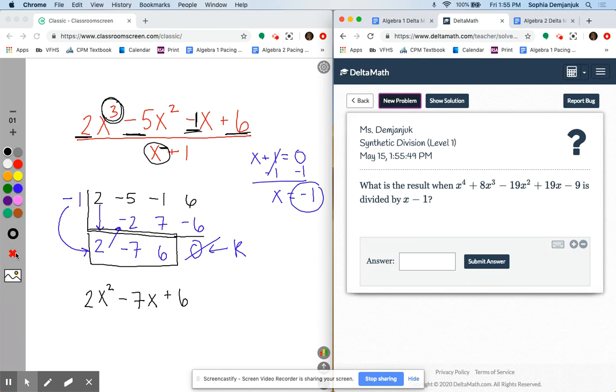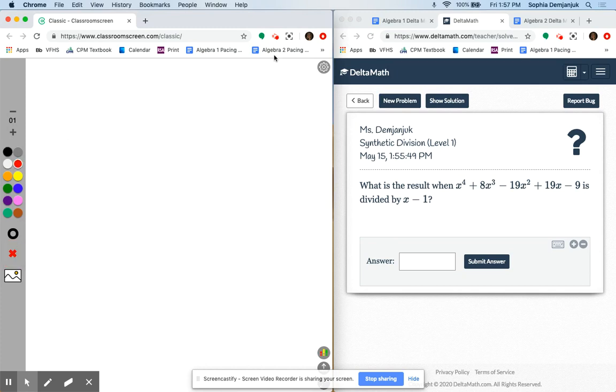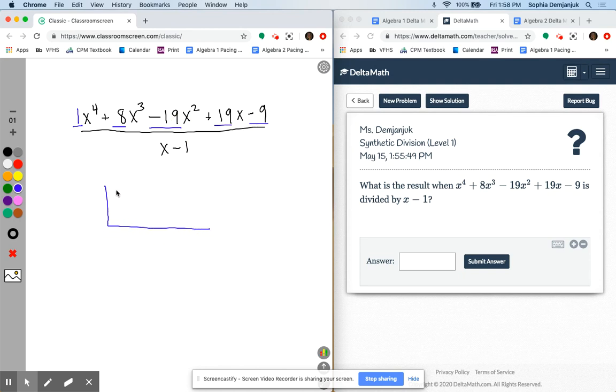And we can do another example. For this example, we are starting out with x to the fourth plus 8x to the third minus 19x squared plus 19x minus 9. And we're dividing it by x minus 1. So I'm going to take all my coefficients from the numerator. This x to the fourth has the coefficient of 1. And then 8, -19, 19, -9.